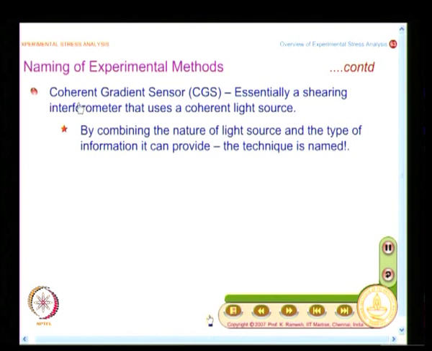Because it has become a general purpose analysis tool, people use it for thin wafers. When you go for MEMS application, thin wafers are analyzed for out of plane displacement, slope, curvature. So, I combine the type of radiation that I use, I have a coherent source of light and I measure the gradient. So, I call it a coherent gradient sensor.